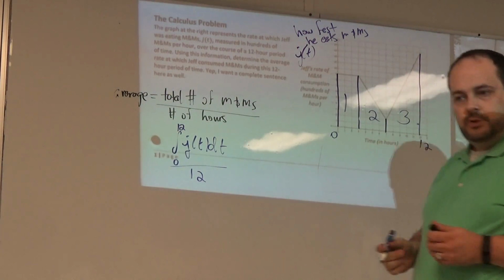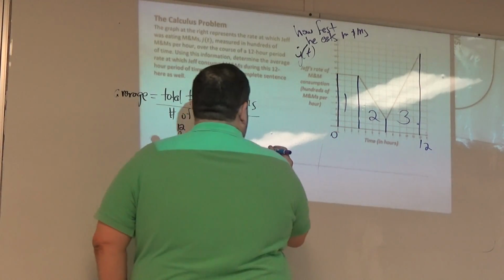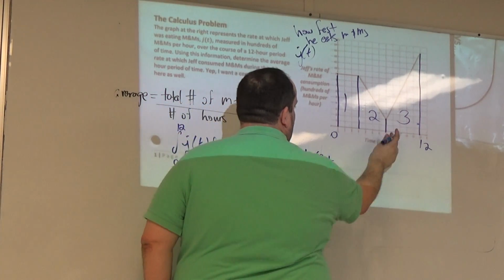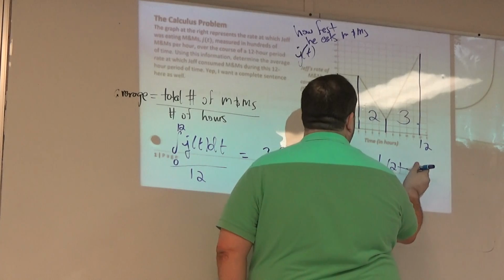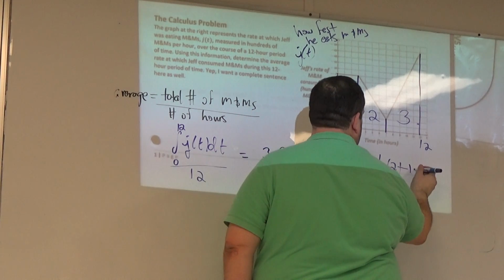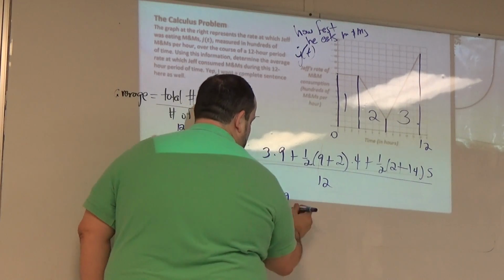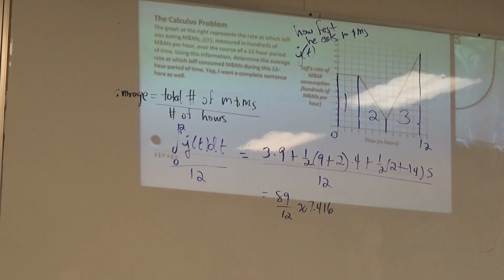And if all goes well, I had my solutions somewhere. They're gone. What is this? 3 times, what is that, 9? A half of 9 plus, that looks like 2 times 4, a half of 2 plus, what is that? Is that 14? Times 5, divided by 12. I think that's 89 over 12. Which is 7.416. How many guys honestly hit 7.416? Okay, that is good. That's the right number.